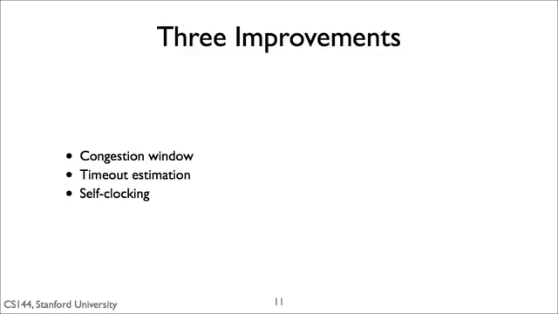So TCP Tahoe added three improvements to properly control congestion: a congestion window, better timeout estimation, and self-clocking. In the rest of this video, I'll present the first one.